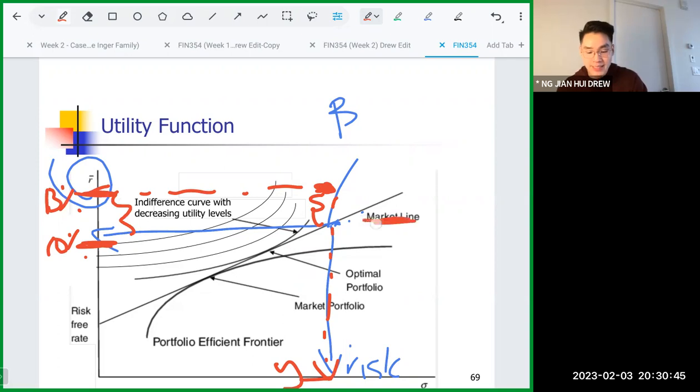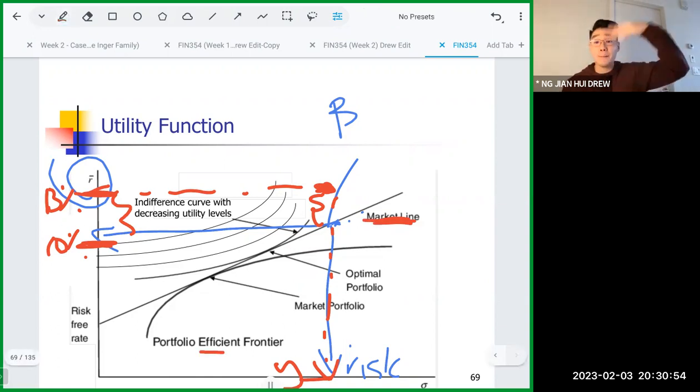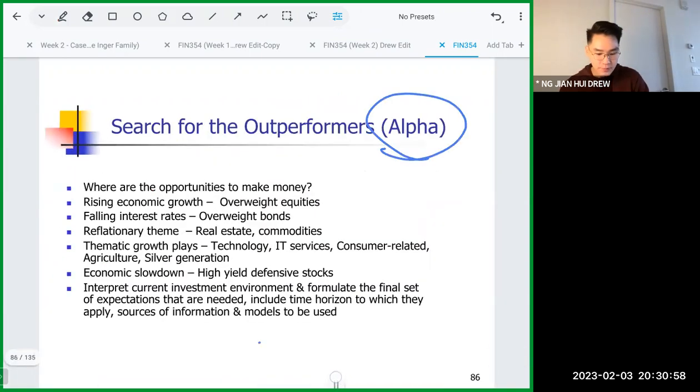So your market line basically gives your market benchmark. So this is alpha return. You're taking the same level of risk but getting above the market. So this is what we want to achieve. All right, so this is alpha. We always want to search for alpha. And then how do we search for alpha?